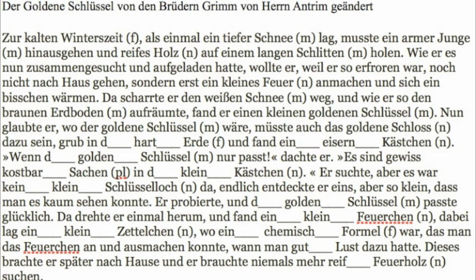In our next part, we also have a subject, but this time it's neuter, so it should be das goldene Schloss. Our next few blanks are actually the object of a preposition. In is a two-way preposition, so it could be accusative or dative.